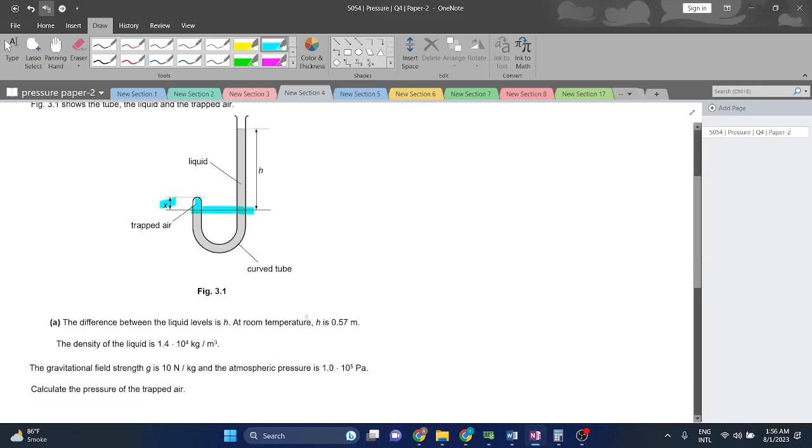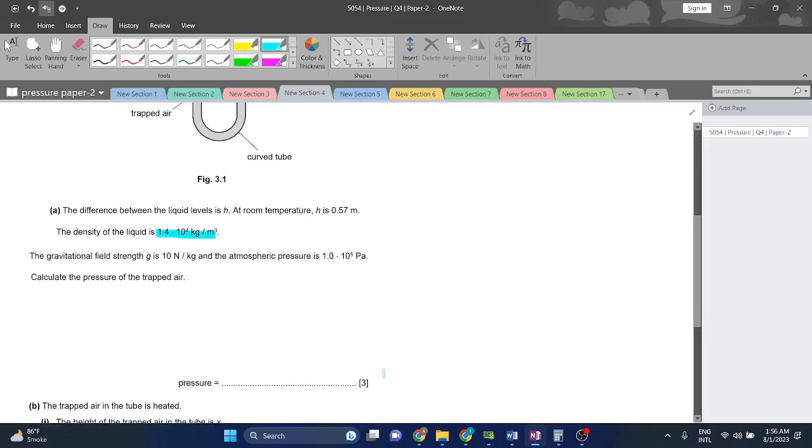H is 0.57 meters. The density of the liquid is 1.4 into 10 raised to the power of 4 kilograms per cubic meter. The gravitational field strength G is 10 newtons per kilogram and the atmospheric pressure is 100,000 pascals as usual. Calculate the pressure of the trapped air.